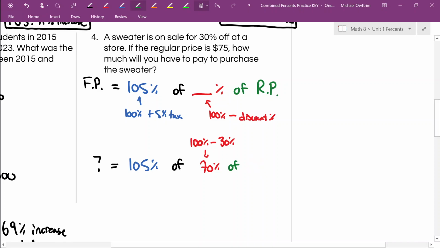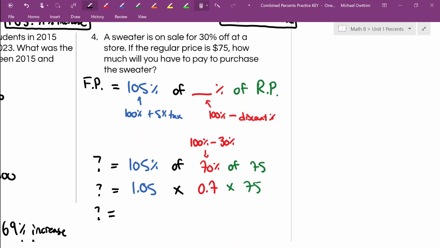And in this case, we can actually fill in that regular price. The regular price is $75. Okay. Calculating this, our question mark is isolated. We're going to convert those percents to decimals. So 105% is 105 out of 100, which is 1.05 as a decimal. 70% is 70 out of 100, which is 0.7 as a decimal. And then our last of, and 75 is just a number. So multiply those three things together on your calculator: 1.05 times 0.7 times 75.